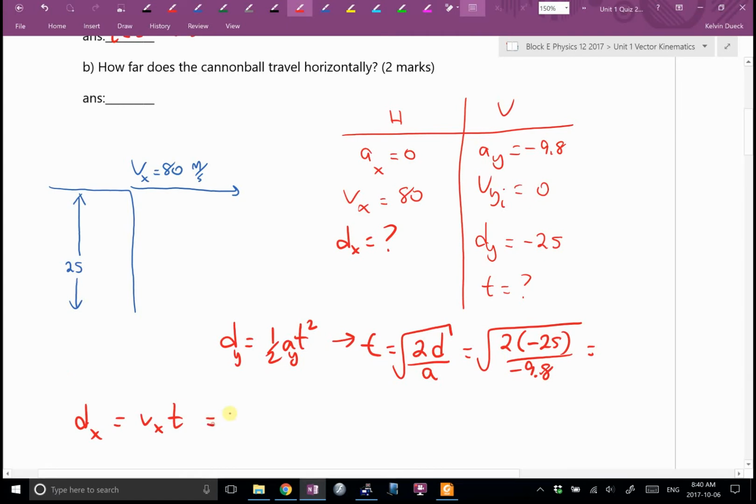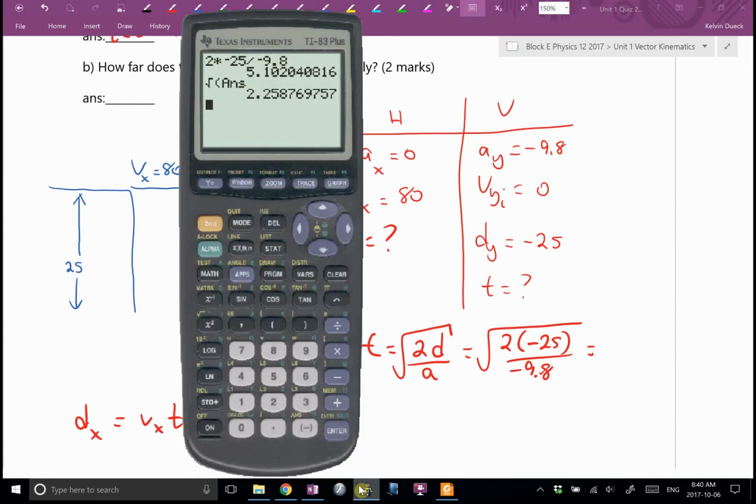So it's going to be 80 times 2.26? But I'm going to use my answer button to be a little more accurate. 80 times answer button. Y'all get 180 points, 181. Okay, I would accept 180 to 2 sig figs or 181.